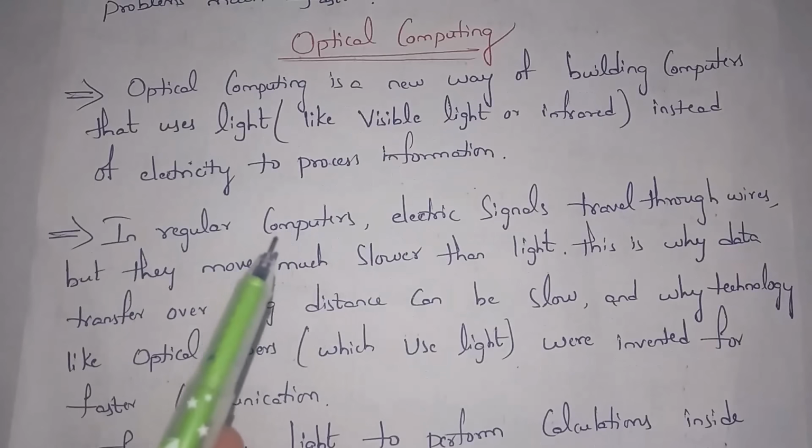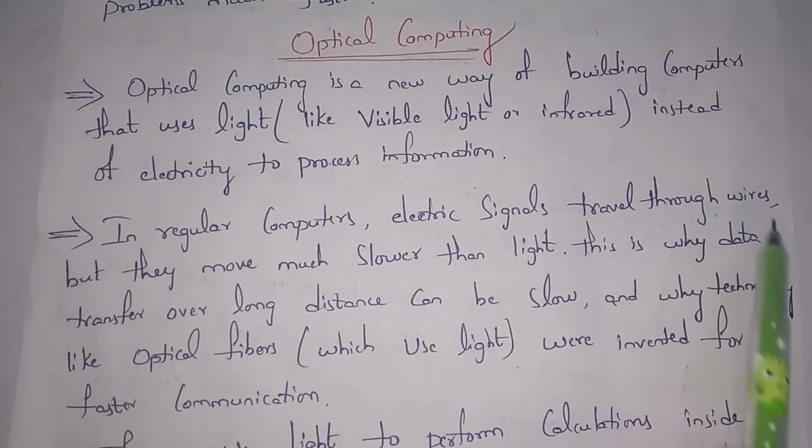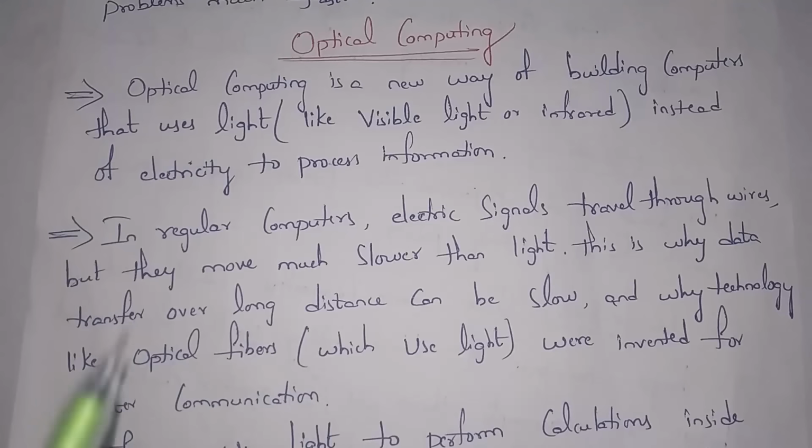Normally in regular computers, electric signals travel through wires. But these signals are much slower than light. That is why if we transfer data over a long distance, it will be very slow. So in order to overcome this problem, we need to use new technology like optical fibers. Instead of electricity, these optical fibers use light in order to transfer information. And these optical fibers are mainly used for faster communication.